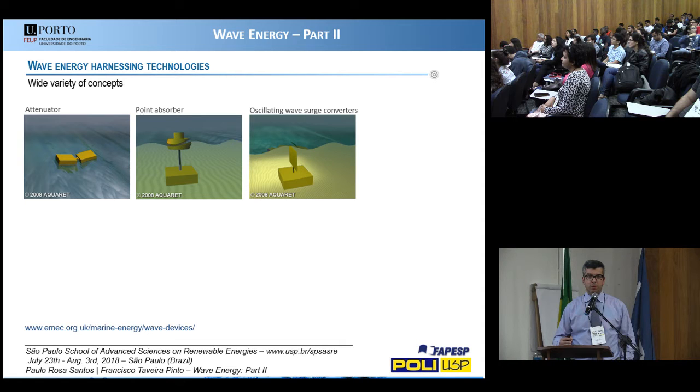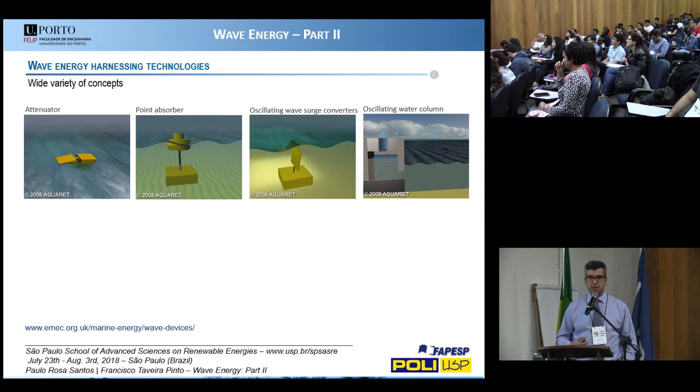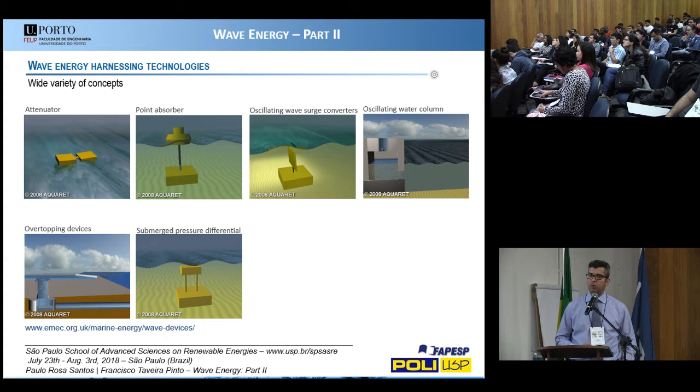You also have the oscillating water column. It's a very well-known and well-studied technology. I will talk later about some applications of this technology in different parts of the world. We also have the overtopping devices, so devices that work taking advantage of the wave overtopping, that phenomena that I mentioned in the previous lecture. The submerged pressure differential. So we have a difference in pressure when the trough and the crest passes above this type of devices, and we can harness energy from that.